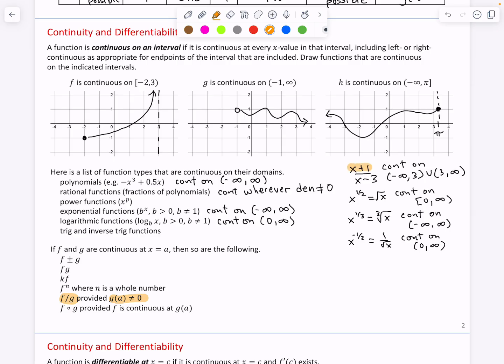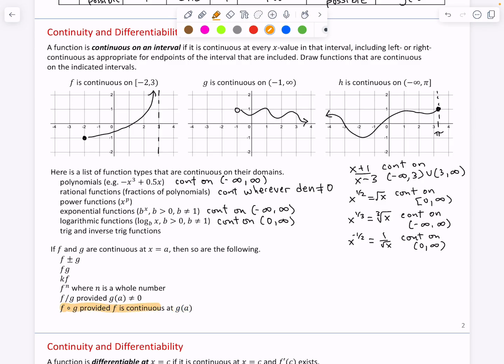So x plus 1 is continuous, x minus 3 is continuous. If you divide them, you get continuity provided the denominator is non-zero. So we had continuity on this interval, union this interval. And if you do a composition, you plug a function into a function, the result will be continuous at x equals a, provided that f itself is continuous at g of a.